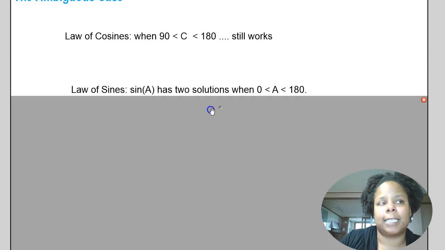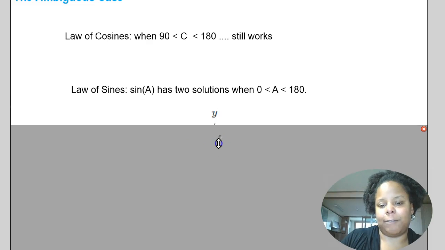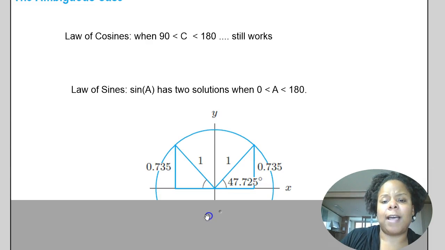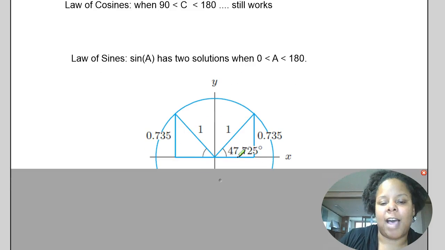And the second thing is, in the law of sines, you evaluate sine of A, but A can be 2 angles because they have the same exact sine. If you recall, if I have a sine of 0.735 and I do inverse sine, sine is positive in the first and the second quadrant. So both of these have a sine of 0.735, but one angle is acute and the other angle is obtuse. So you kind of got to be careful about that, or else you may have used the wrong angle.